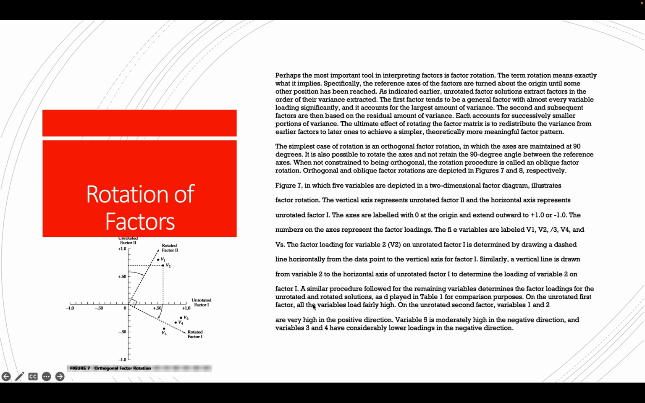A similar process is followed for the remaining variables to determine the factor loadings from the orthogonally rotated and the unrotated solutions, as displayed in Table 1. For comparison, on the unrotated first factor, all the variables load fairly high. On the orthogonally rotated second factor, variables 1 and 2 are very high in the positive direction, variable 5 is moderately high in the negative direction, and variables 3 and 4 have considerably lower loadings in the negative direction.